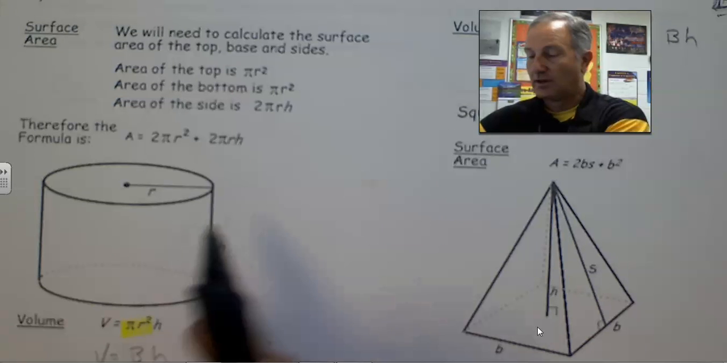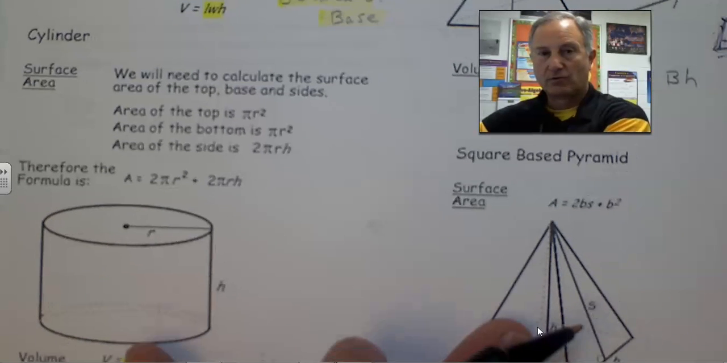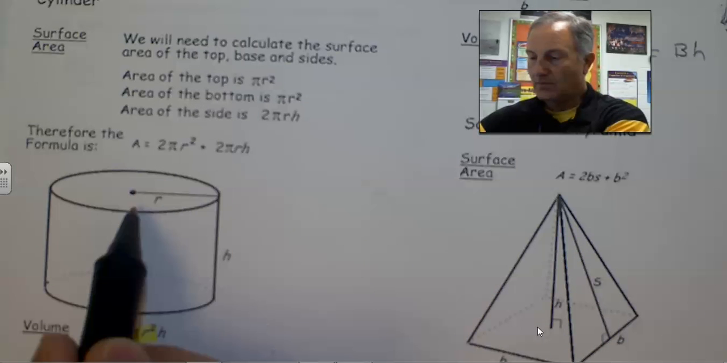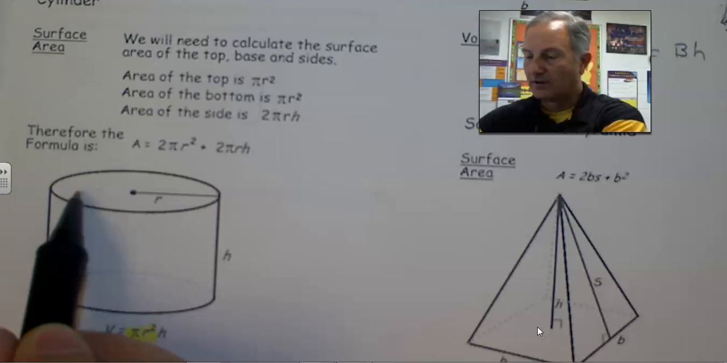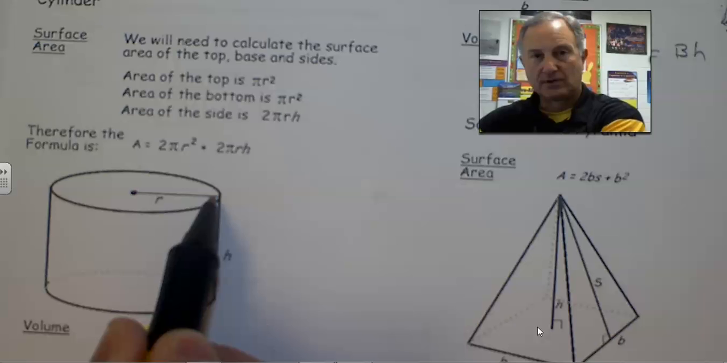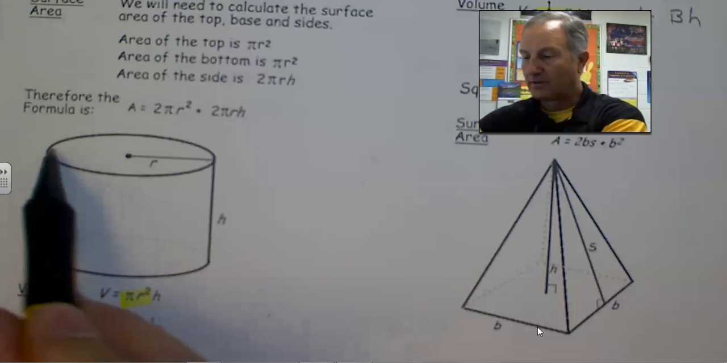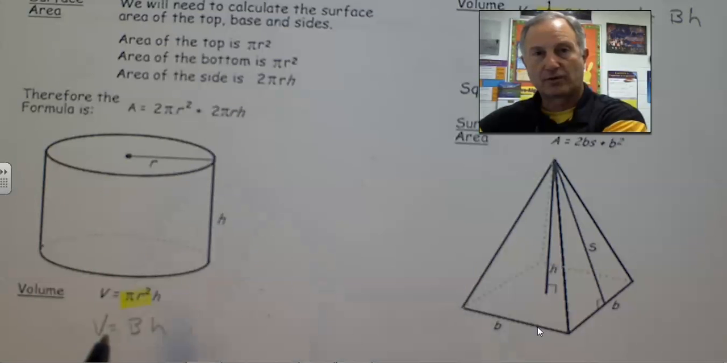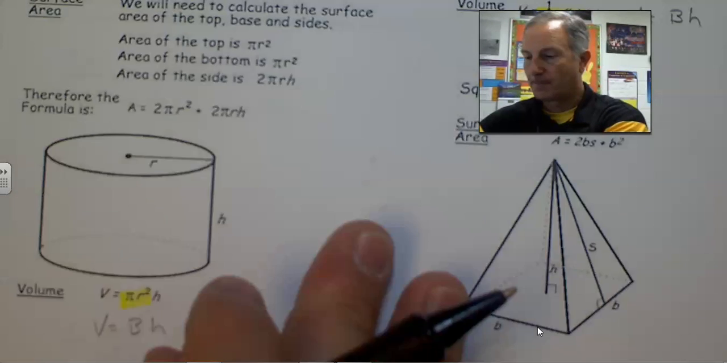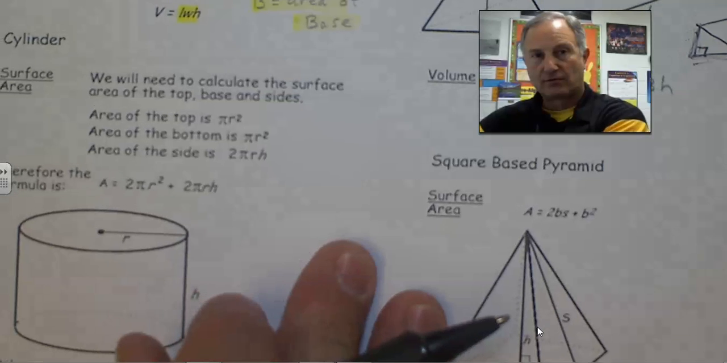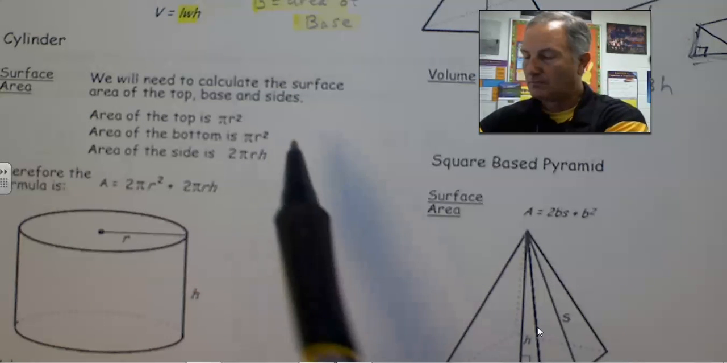Okay, the thing to be careful of here when you look at some of these examples is sometimes they give you the radius, sometimes they give you the diameter. Okay, you'll notice in the formula it's pi r squared h. So if they give you the diameter, cut it in half. So you work with the radius. Okay, so that's what we're looking at right there. I'll talk about surface area in a minute.